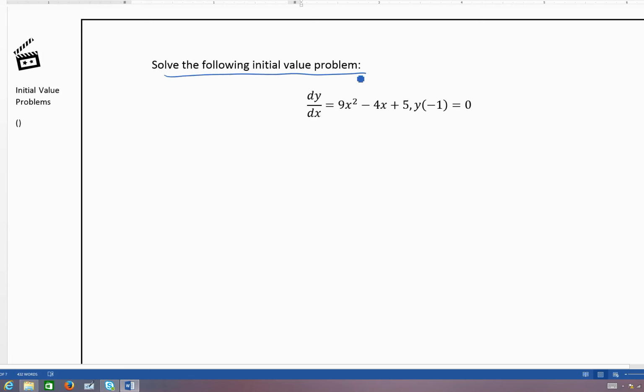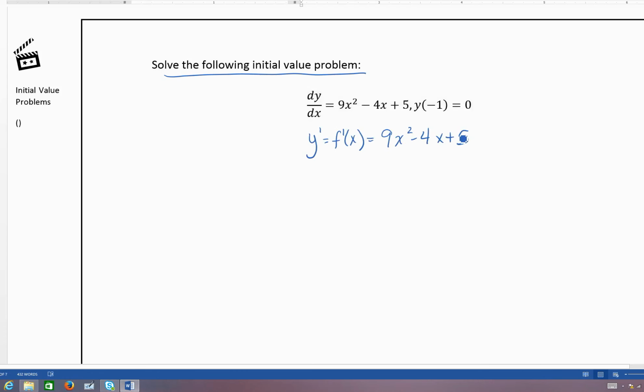So they're often written like this. It says dy dx equals 9x squared minus 4x plus 5. And we know that y of negative 1 is equal to 0. Now, this dy dx, that's the same as saying y prime or f prime of x, the derivative of the function we want, is equal to 9x squared minus 4x plus 5.